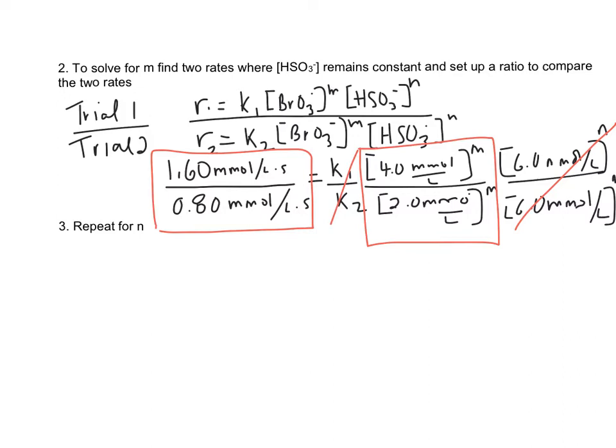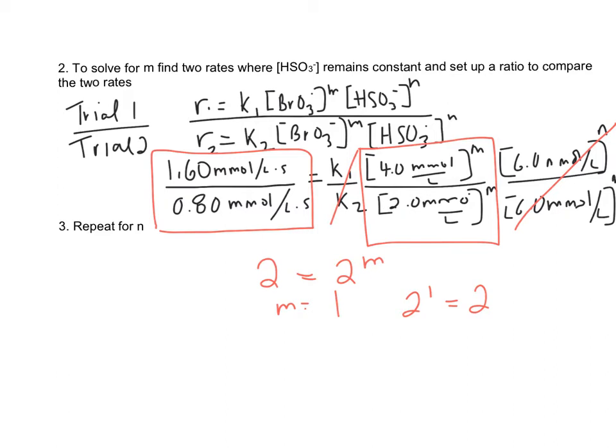So basically, 1.6 divided by 0.8 is 2. 4 divided by 2 is 2. So then you have to say 2 to what exponent gives you 2? Well, m has to be 1. It has to be first order. 2 to the exponent 1 is 2. So that's how you figure out the value for your exponent m.